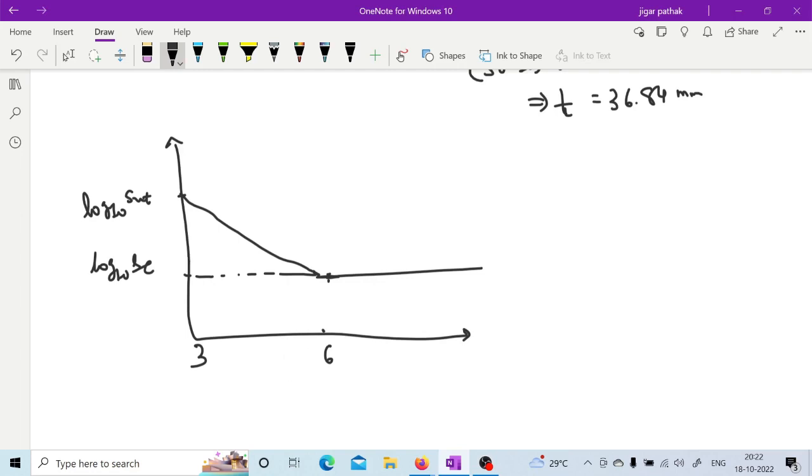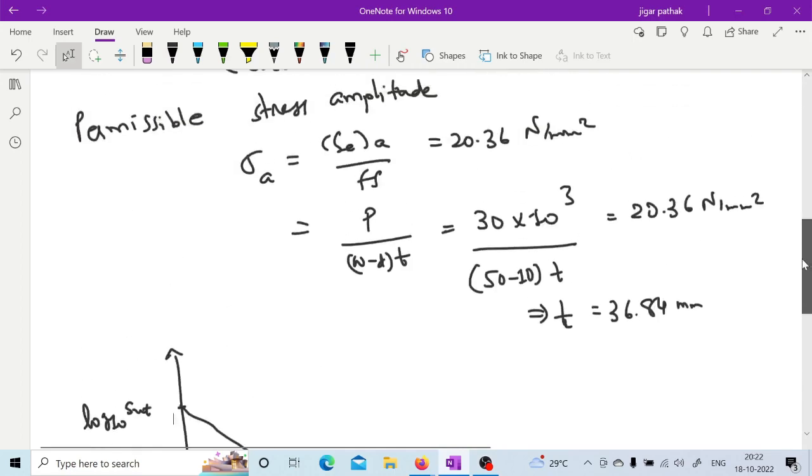If the number of cycles is provided, then you need to calculate the safe stress for that. If any stress is provided, then you need to calculate the number of cycles up to which it is not going to experience any crack, right? So let us see how the data is provided in this problem.